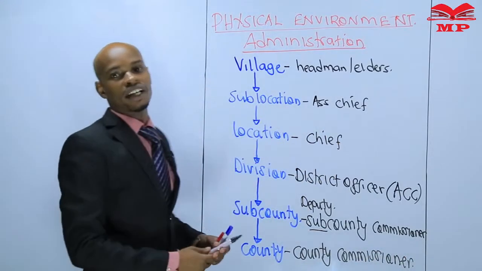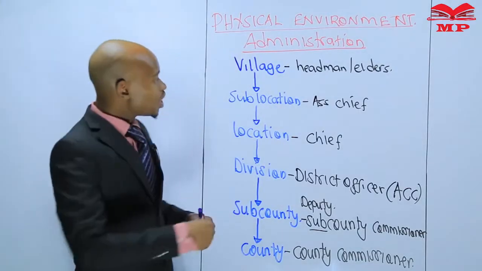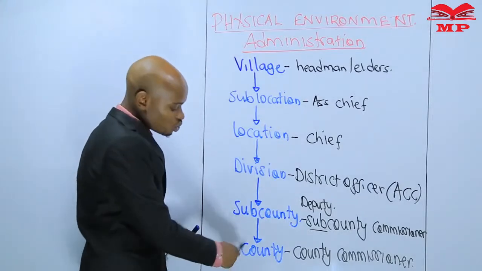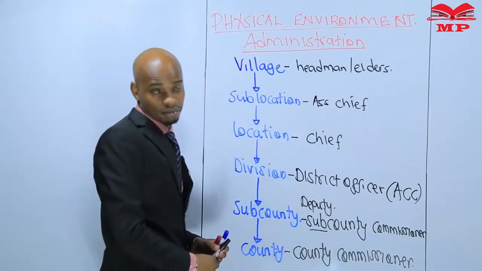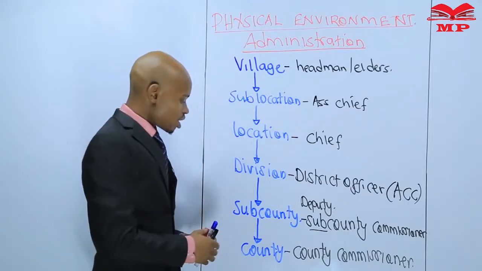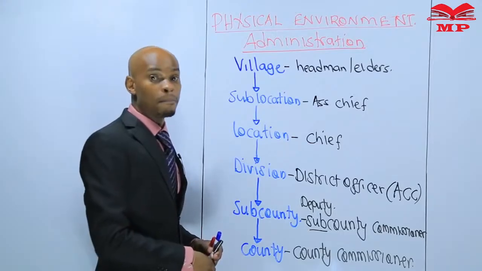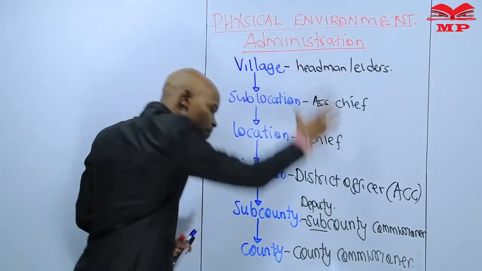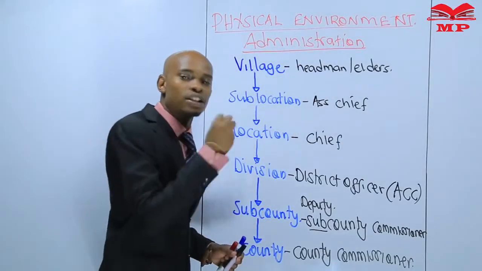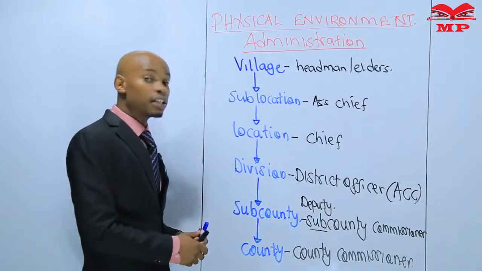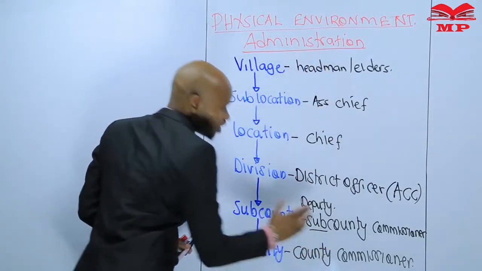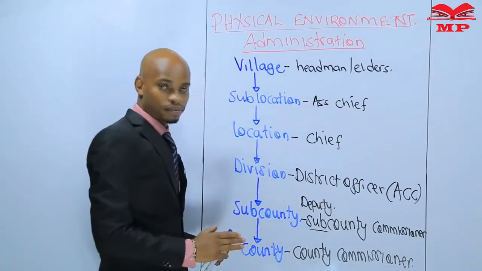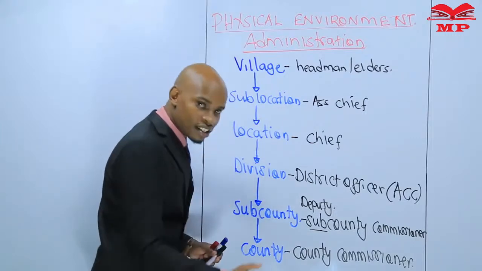And I want to sound a very early warning. When we are talking about administration in the county, we don't talk about the governor. That is the biggest mistake pupils make when it comes to the hierarchy of administration. Administrators are the people who represent the national government in an area. They represent the president in an area.